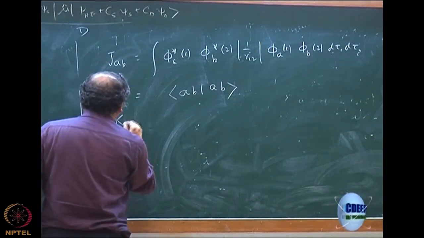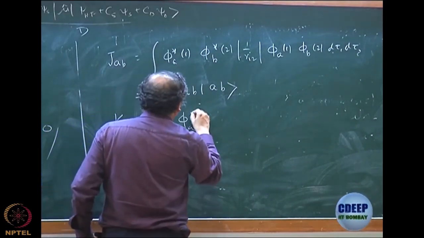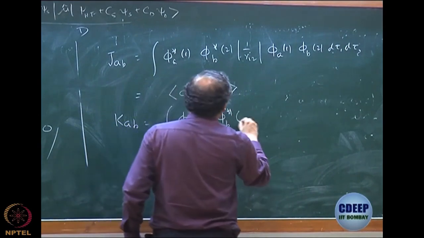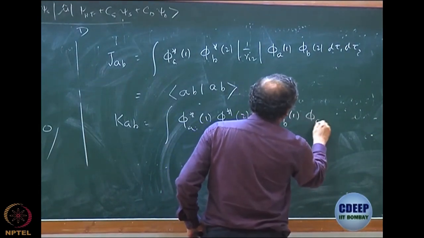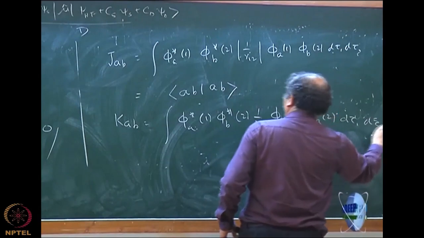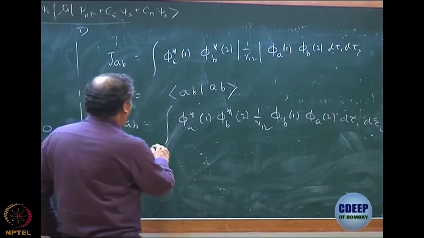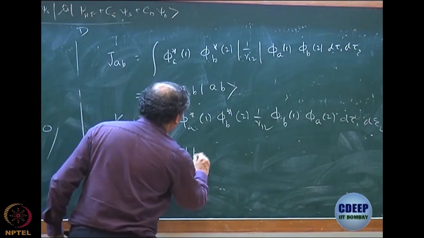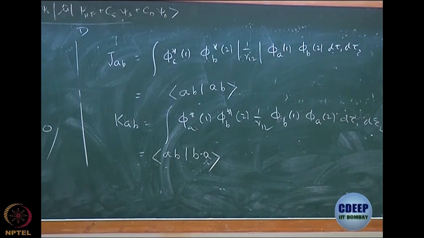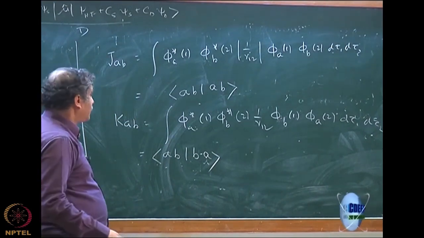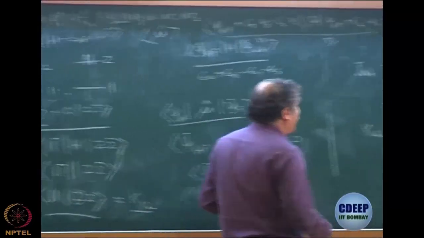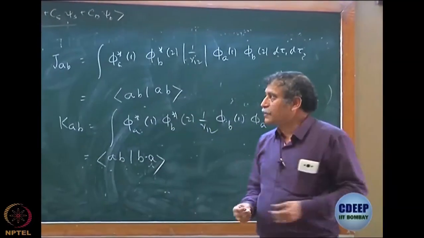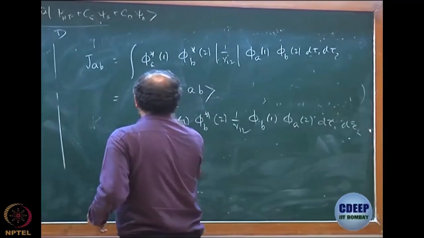When I write the exchange, the same integral will become phi A star 1, phi B star 2, 1 by R12, and this will interchange. So this will now become phi A, phi B 1, phi A 2. This will become exchange. Now if I use Dirac notation, this is AB, BA. So here you have one integral on 1, another on 2. This is why it is called an exchange integral and I am calling it KAB. By the notation itself, if you wanted a Coulomb integral, this should be 1 2 1 2.